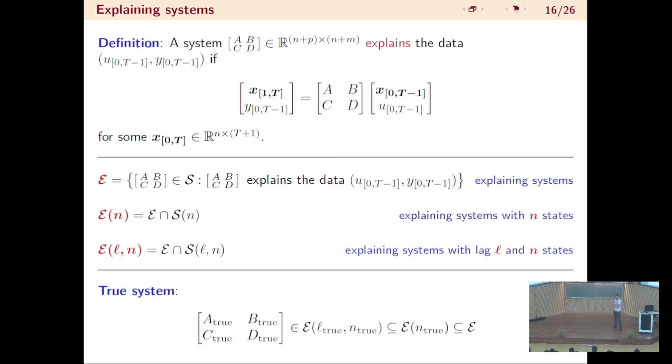The true system had lag L true and state space dimension n true, which means that this system A true, B true, C true, D true is in the set E, L true, n true, which is a subset of all explaining systems of n true states, which finally is a subset of all explaining systems. Right? By definition.